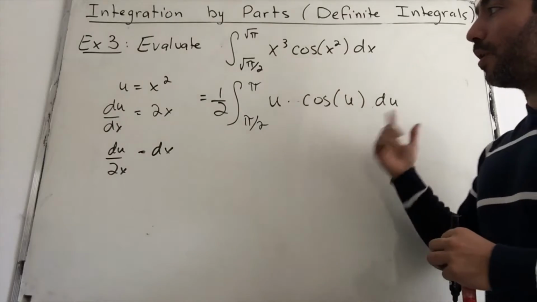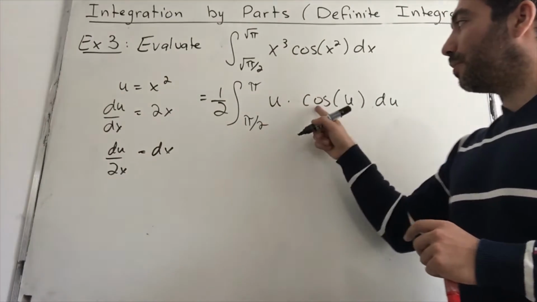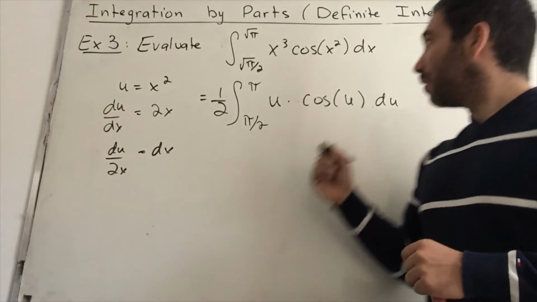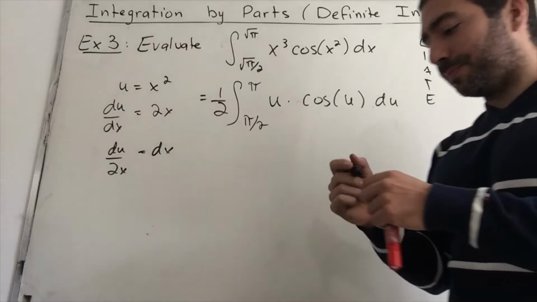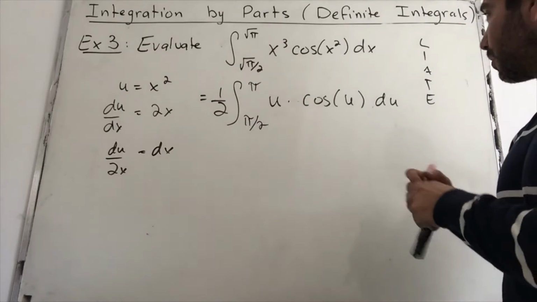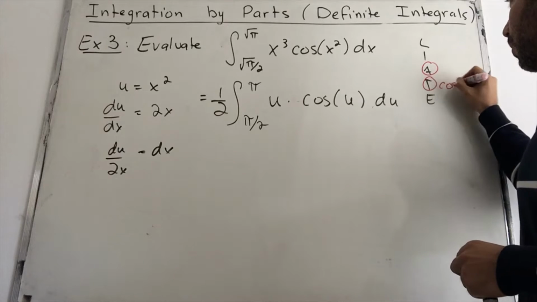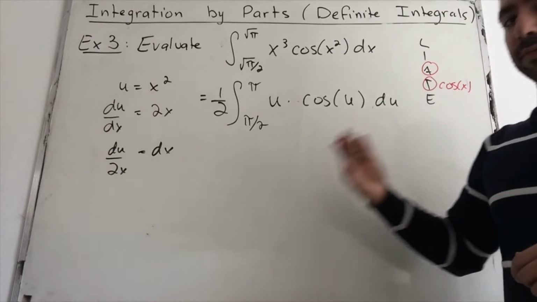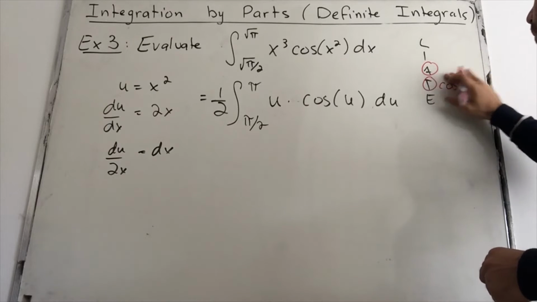So now we're happy, we can go ahead and apply integration by parts because we have an algebraic function multiplied by a trig function. So using LIATE, what do we call our u for integration by parts? Well, we have A and we have T. So T is the cos of x, or cos of u, and A is the u or x, whichever way you want to think of it.